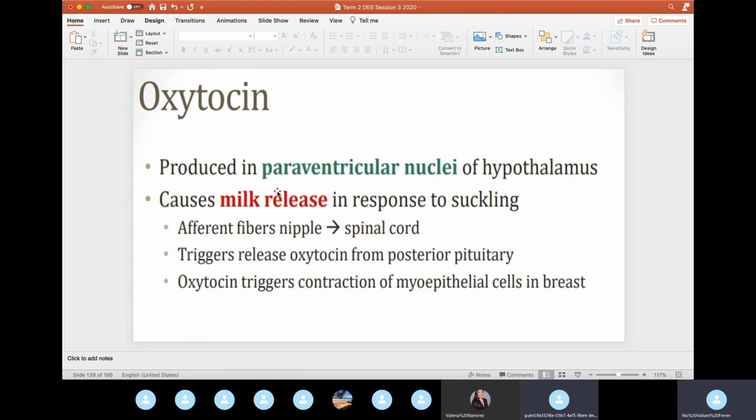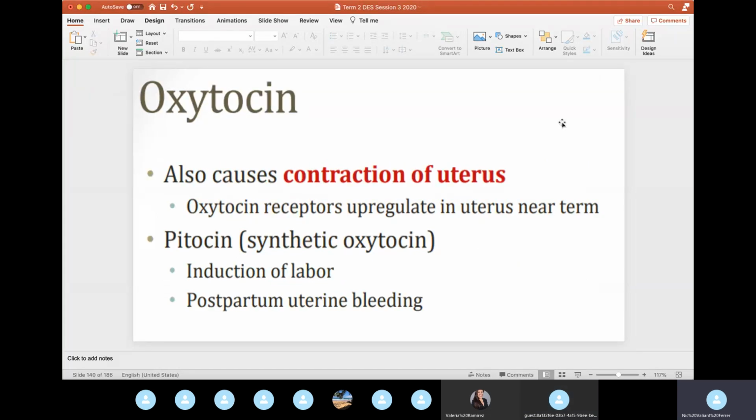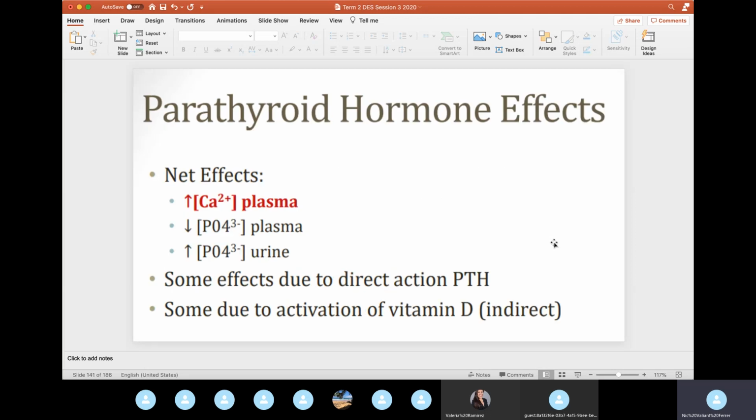Oxytocin, produced in paraventricular nuclei, causes milk letdown and also contraction of the uterus. What if you want to induce labor? What are you going to give to the patient? You give Pitocin, which is a synthetic oxytocin. Also, if the patient has postpartum uterine bleeding, you want to stop that bleeding, give Pitocin.